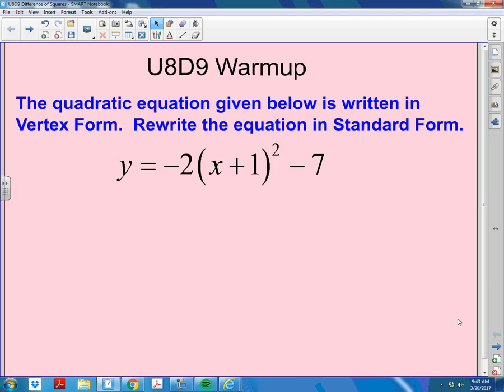Y'all go off and do your STAR, whatever it is, and then you'll come back after all the STAR nonsense, and we will jump into Unit 9, which is the second to the last unit of Algebra 1. Okay? Any questions on that?